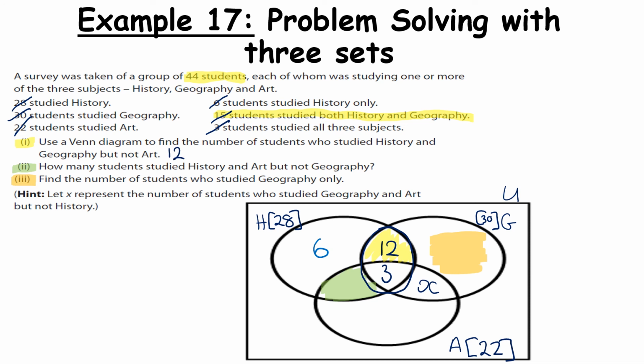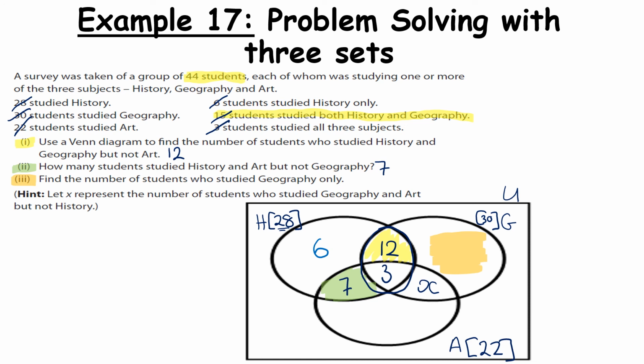So this is good. I suppose in an exam, the questions are broken out a little bit better, but this is a good way to approach if there's a few things to do. How many students studied history, art, but not geography? So the green part. Well, remember, we know history has to add to 28. We have already filled in a 6, a 12, a 3. So we add in 21. So that means there is a 7 here.